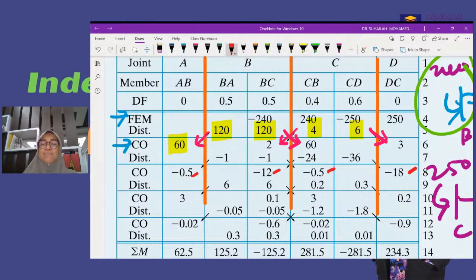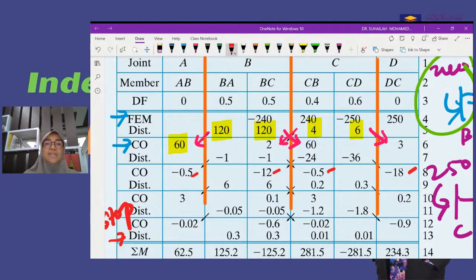We repeat this process again and again until the last distribution, when the value reaches 0, until we get a small value, 0.0 something. And please stop at distribution, not at carryover. Stop at distribution.